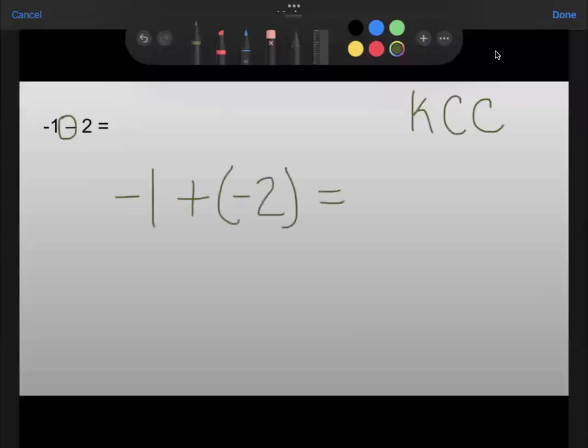Now, according to my adding integers rules, these have the same sign. So I'm going to keep that sign, which is negative, and then I'm going to add the numbers together. So 1 plus 2 is 3. So the answer to this equation would be -3.